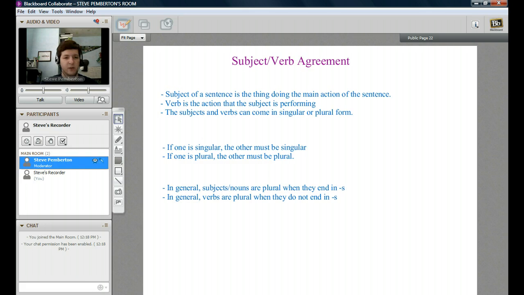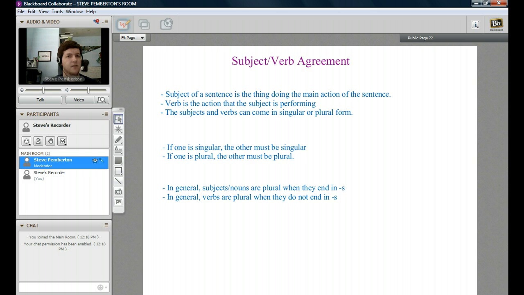Okay. Another error that they love to test is subject-verb agreement. This type of error is based on the subject and the verb of a sentence, as the name would imply. Let's understand what each of those are first. The subject of a sentence is the thing doing the main action of the sentence, and the verb is the action that that subject is performing. Typically, the subject is a noun. The subjects and verbs can come in either singular or plural form. If one of them is going to be singular, the other needs to be singular. And if one is plural, the other needs to be plural. Very simple rule.